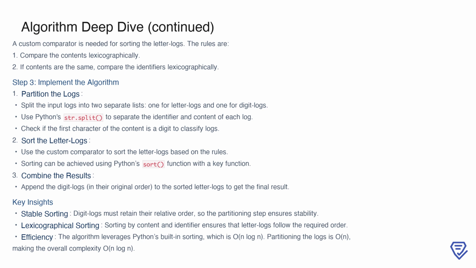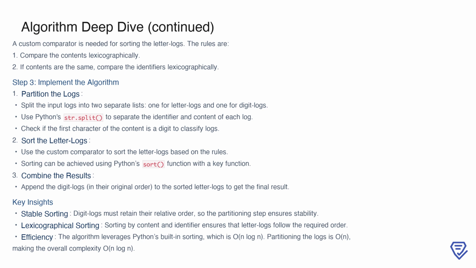First, we partition the logs into 2 separate lists, one for letter logs and one for digit logs. We can achieve this by splitting each log into its identifier and content using Python's str.split method. By checking the first character of the content, we classify the log as either a letter log or a digit log. Next, we sort the letter logs using the custom comparator, which can be implemented using Python's sort function and a key function. Finally, we combine the results by appending the digit logs, in their original order, to the sorted letter logs. This ensures that the final output satisfies all the problem's requirements.